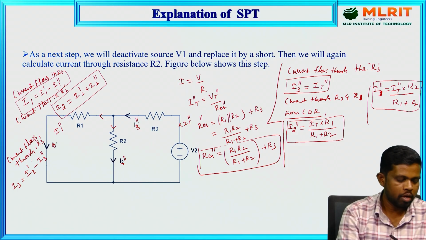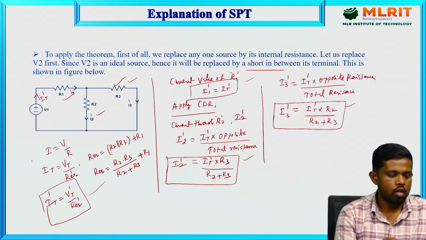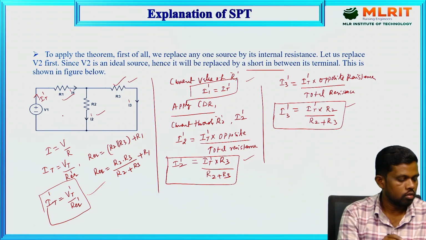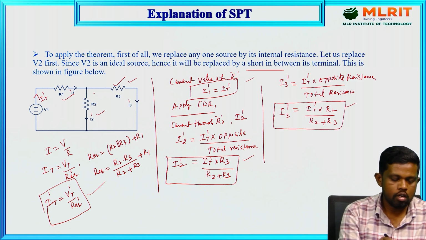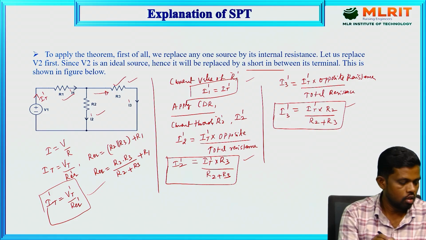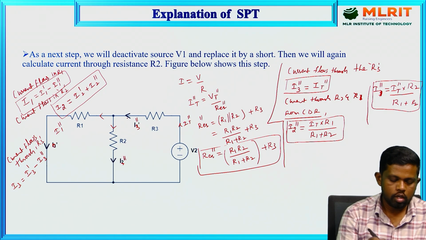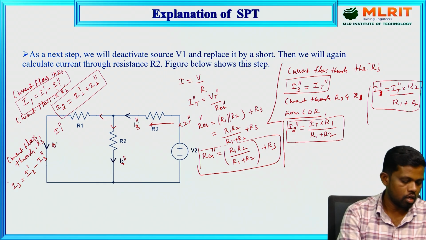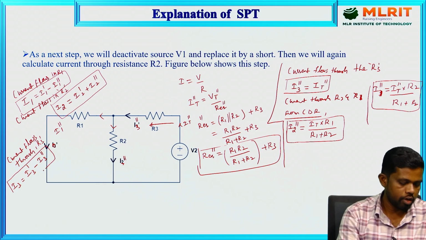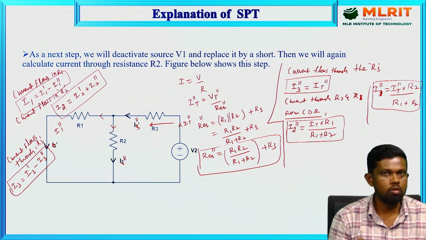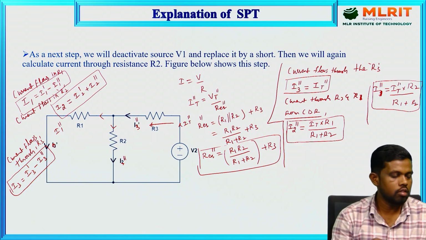Why should I keep a minus? When we apply source 1, the corresponding response through R3 moves from left to right. Again, with the second source it is in this direction, so both are opposing. That's why the resultant value should be the difference of those two, that is I3 equals I3 dash minus I3 double dash.